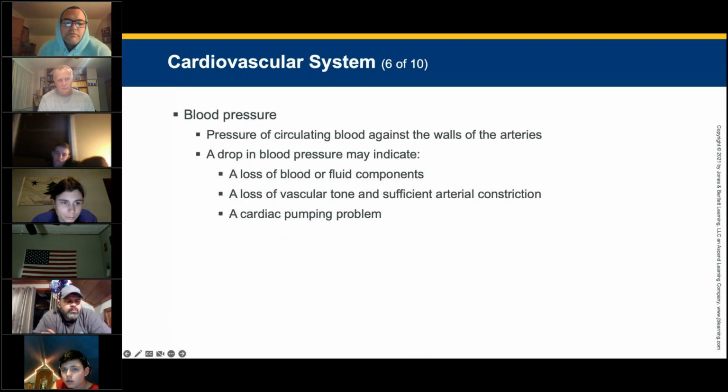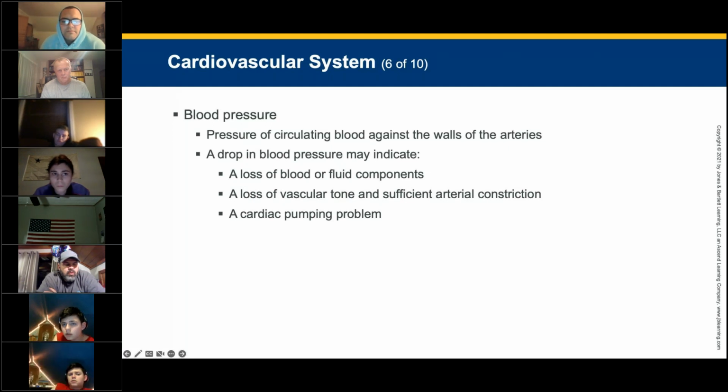Blood pressure. This is the pressure of the circulating blood on the walls of the arteries. A drop in the patient's blood pressure could indicate a bunch of things. It could be loss of blood or fluid. It could be a loss of vascular tone and arterial constriction, or it could be a cardiac pumping problem.